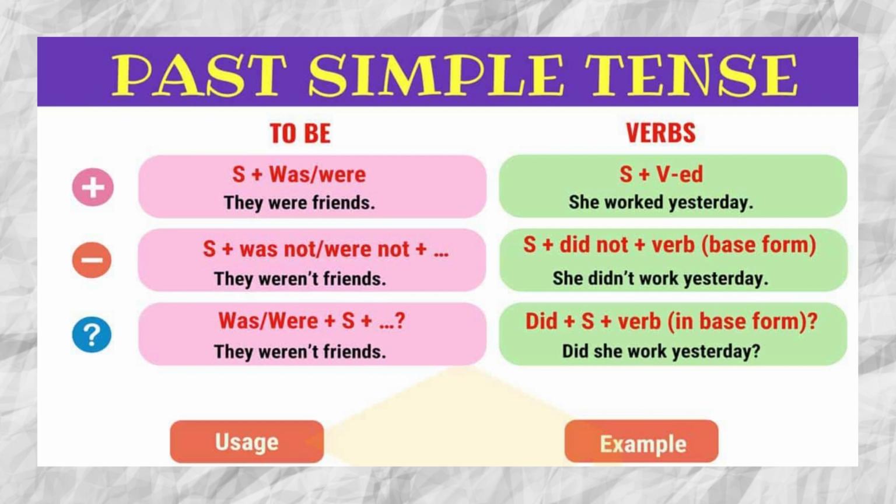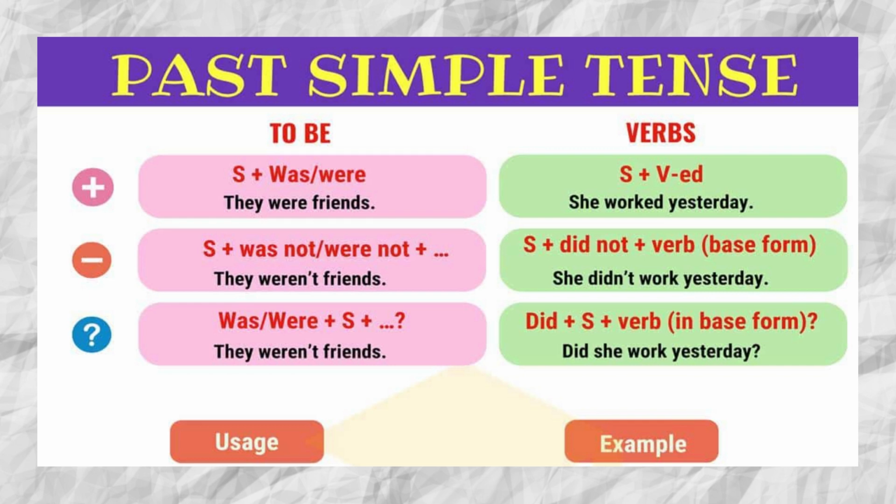Now let's talk about simple past. This is just a review, but remember that we need to use verbs in past using this structure: subject plus past tense plus object. For example, they were friends.